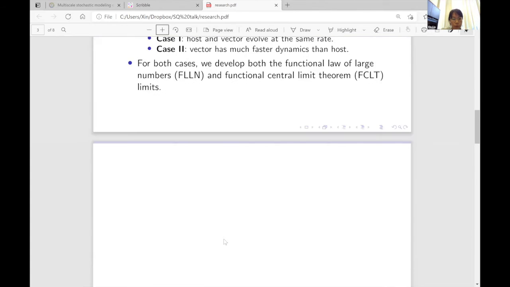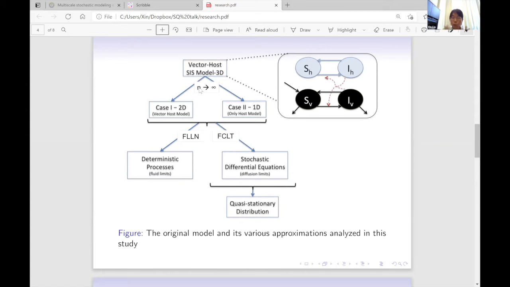In particular, if we go through this flow, look at the special case when both the host and the vector have fixed population sizes. If you consider the same scaling for vector and host, we eventually have a 2D system, because you can just look at the infected process for both the host and the vector. So this is a two-dimensional system. Then we can derive the functional law of large numbers and the functional central limit theorem.